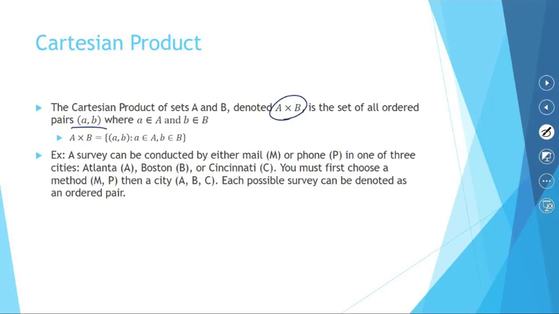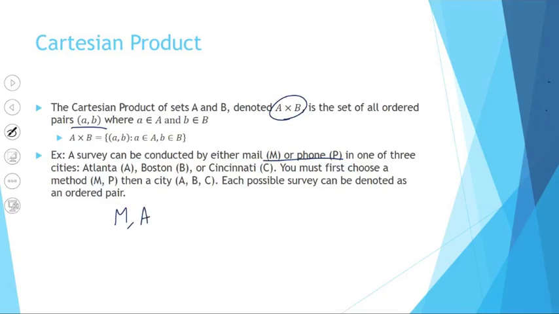Let's work this example. A survey can be conducted by either mail or phone, and in one of these cities, Atlanta, Boston, or Cincinnati. So I need to write down all the possible surveys in ordered pairs. So I have to choose a method, either mail or phone, and then I need to choose a city. So there's two things to do here. So let's say I choose mail. I'm going to choose the mail option, and then I need to choose a city, Atlanta. So there's one survey. I'm going to mail people in Atlanta.